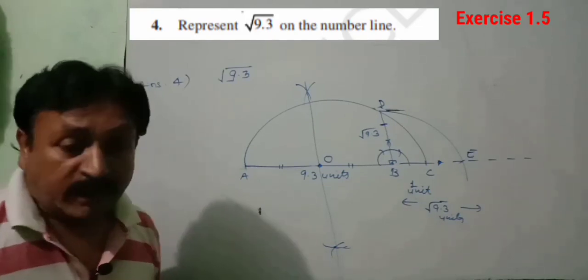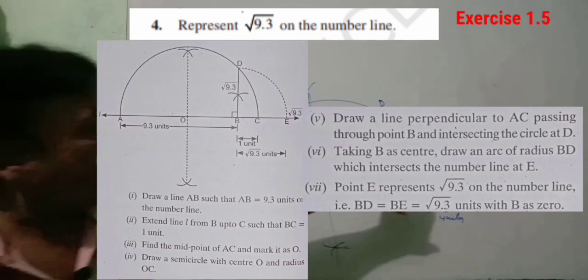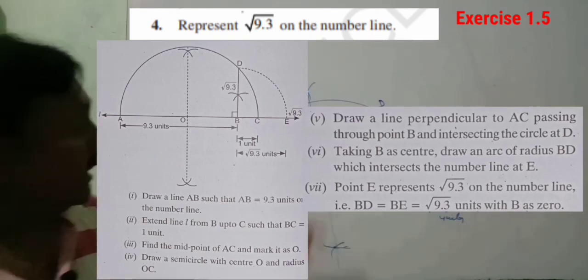Just see it. I am also giving some steps of construction, and see the steps of construction in a proper way. First of all, we have to draw a line AB such that AB equals 9.3 units on the number line. Okay, first point. Second point, we have to produce this line from B up to point C such that BC equals 1 unit. I told you, BC equals 1 unit. In third, we have to find out the midpoint of AC and mark it as O. In third step, I had found the midpoint of AC and I had given it the name O.